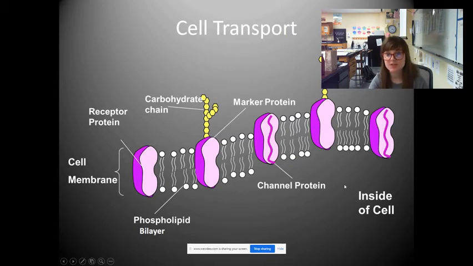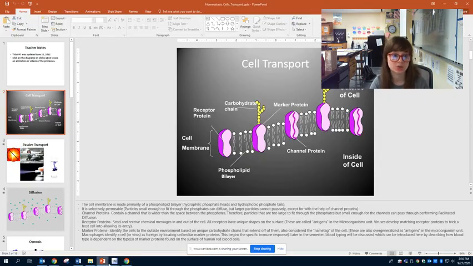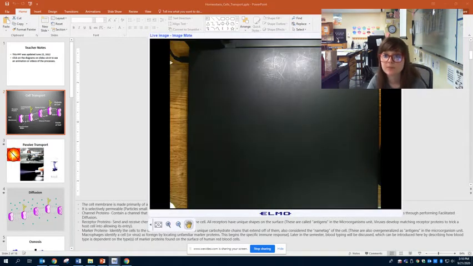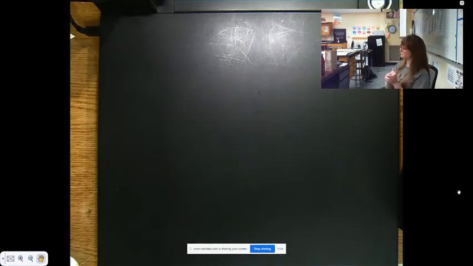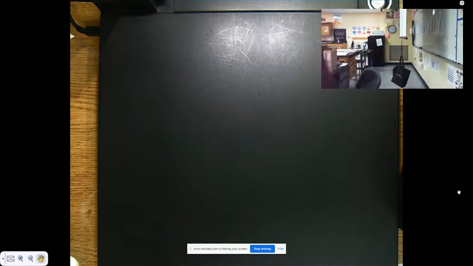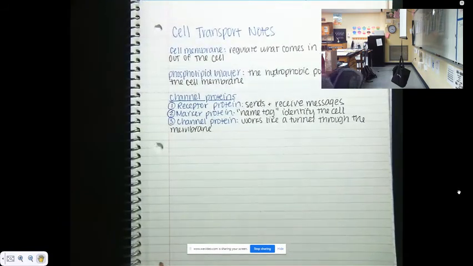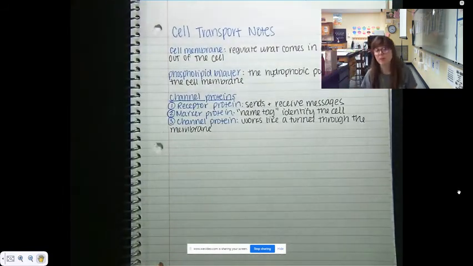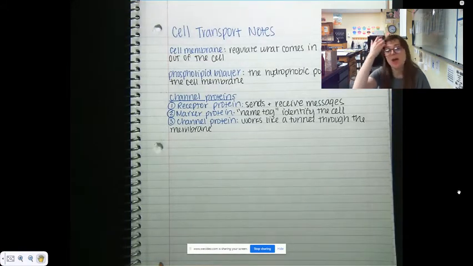So let's pause for just a second and take a look at what your notes should look like. Okay, so I have my Elmo here. I'm going to zoom in. If I'm taking notes on this, I have here the function of the cell membrane, which is to regulate what comes in and goes out. Then I have the name, the phospholipid bilayer, and that's the portion that holds the membrane together and also allows things through.